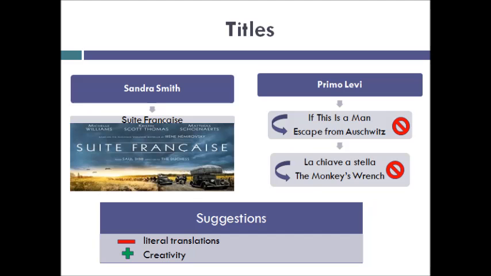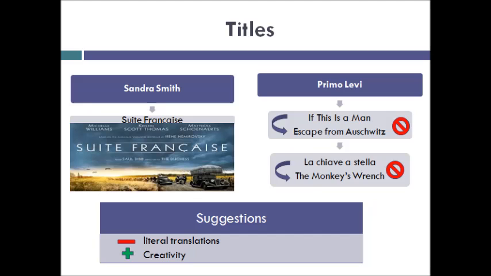First, we have the case of Sandra Smith, the translator of the book Suite Française, who decided to leave the title in French despite the fact that she was worried about the acceptance in the American market. However, the book was a bestseller in the UK and the US in 2007. On the other hand, we have the case of the Italian writer Primo Levi, who did not agree with changes made to the titles of his books.